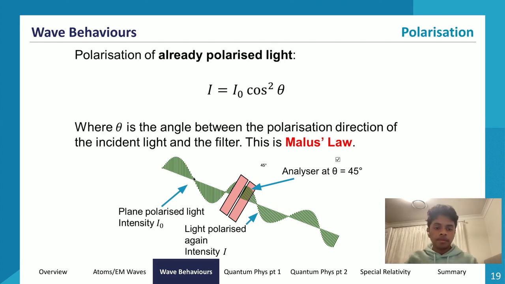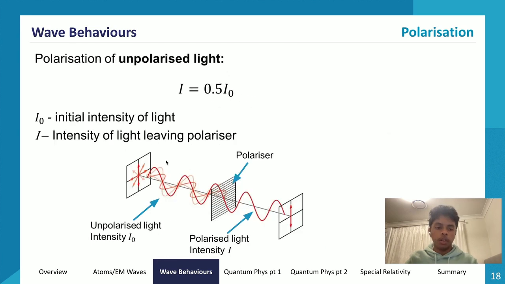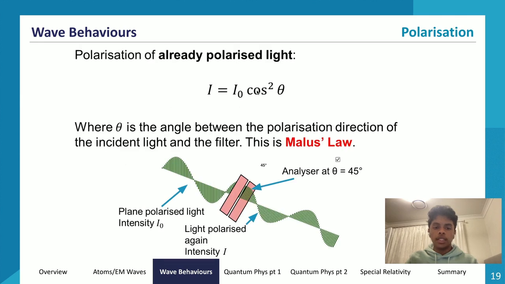So how do we calculate the intensity of the light leaving a polarizing filter? When plane polarized light enters the filter, we follow Malus's law. What is Malus's law? It's I is equal to I naught cos squared theta, and I naught and I are the same as before. I naught is the initial intensity of the light, so this time it's the polarized light before it hits the filter, and I is the intensity of the light leaving the filter. So I naught is before the filter, I is after the filter.